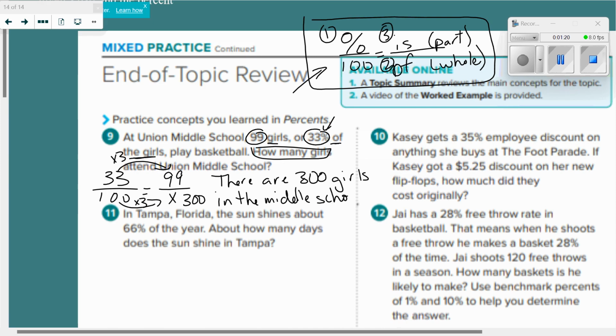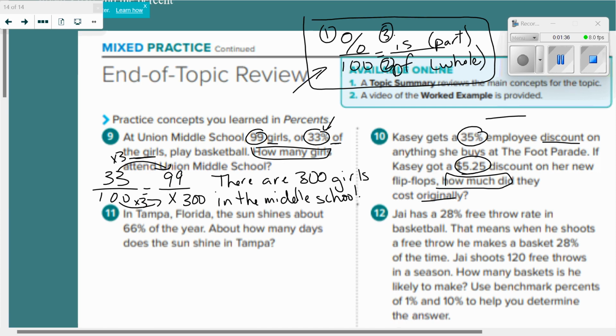Next one. Casey gets a 35% employee discount on anything she buys for food today. If Casey got a 525 discount on her Starbucks, how much did it cost originally?